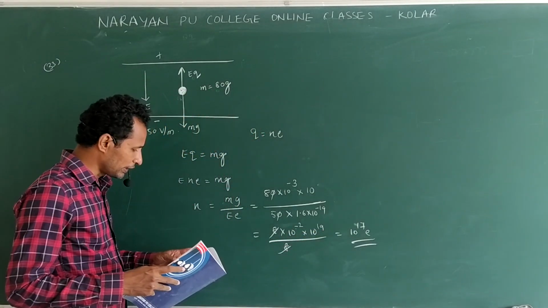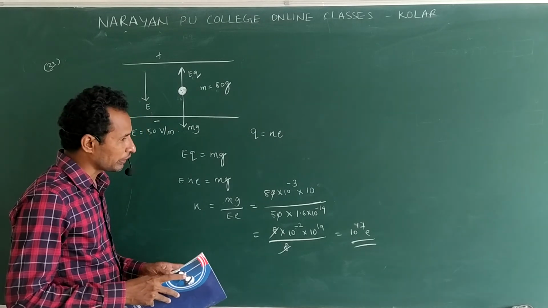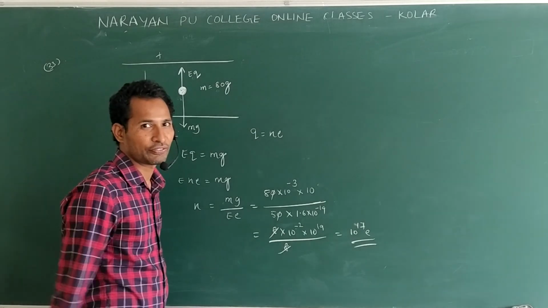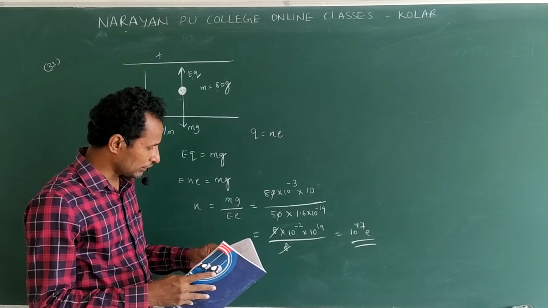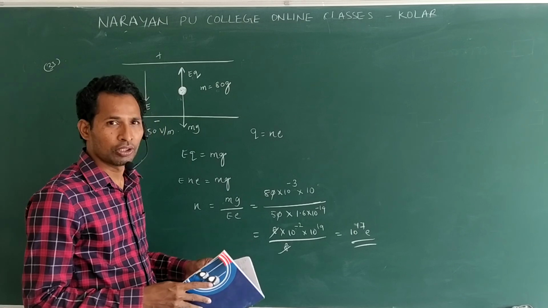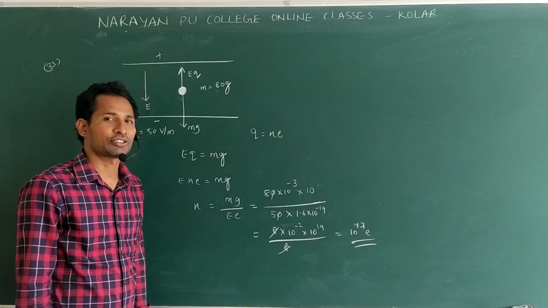But in the options they did not mention it. Okay, I will check it. In the next video, I will clarify this answer. The calculation is correct, but probably the power in the option may be given wrong. Okay, we will see in the next video. Clear?